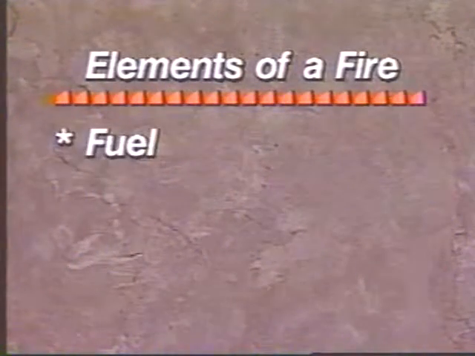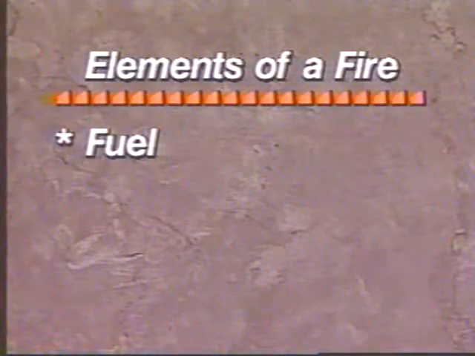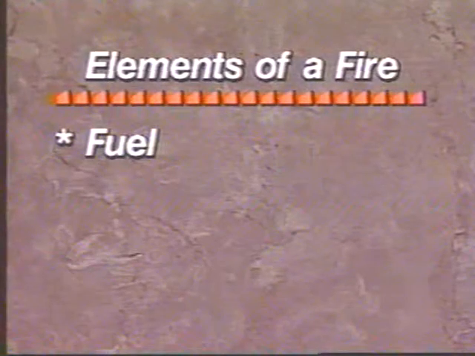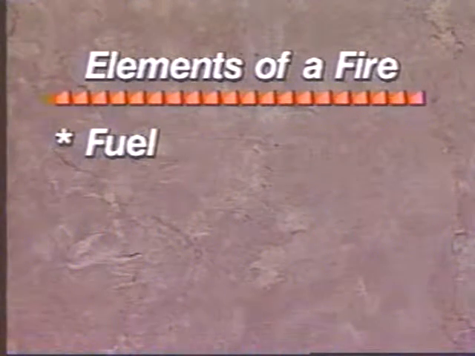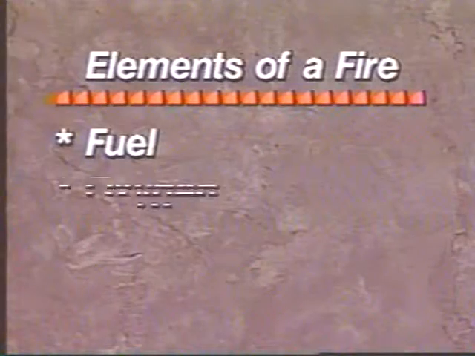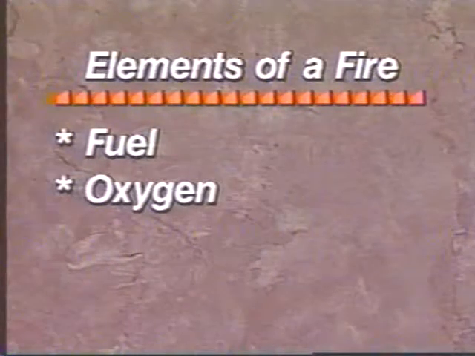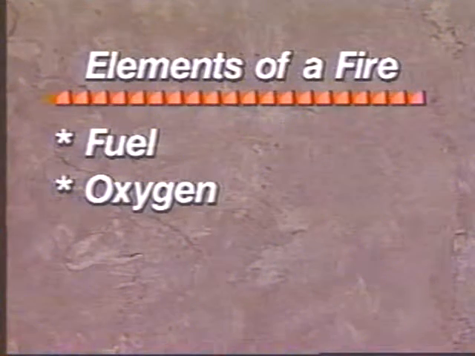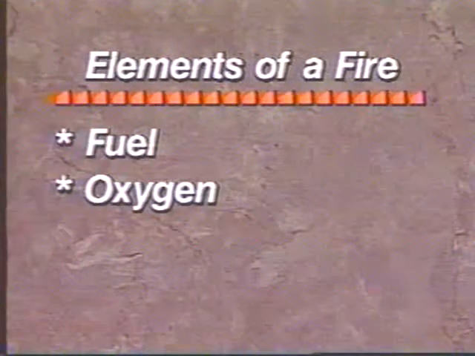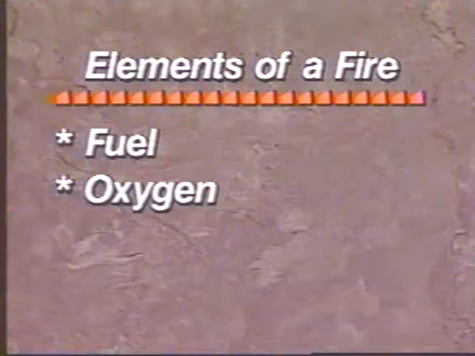In order for a fire and explosion to occur, certain conditions must be present. These are the 4 elements of a fire. The first element is the fuel. This can be any flammable or combustible material, which may be a solid, a liquid, or a gas. The second element is the air or oxygen. The air we breathe is approximately 21% oxygen. All a fire needs is 16% oxygen to ignite.